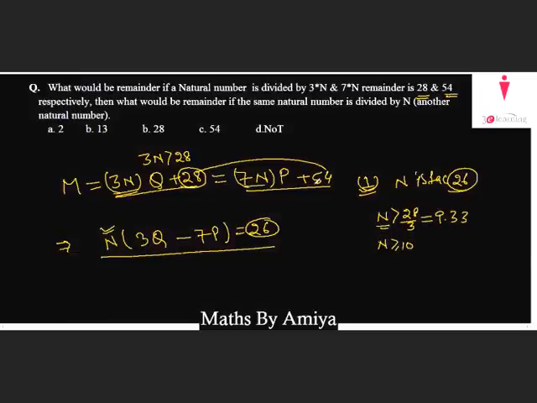Write another condition for this one. m equals 7np plus 54. So 54 is the remainder and 7n is the divisor. So 7n should be greater than 54. By this we can say n should be greater than 54 by 7, which is approximately 7.71. Being a natural number, n should be greater than or equal to 8.